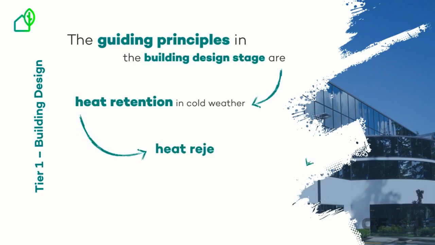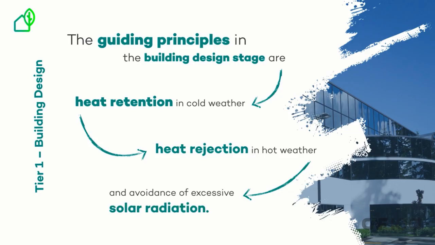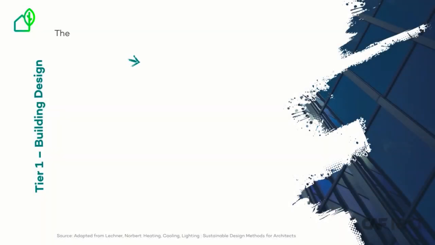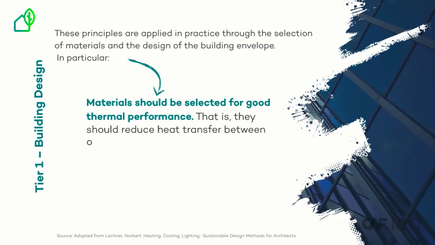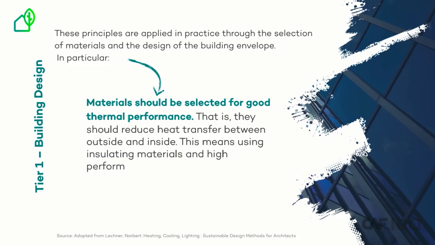The guiding principles in the building design stage are those of heat retention in cold weather, heat rejection in hot weather, and heat avoidance. These principles are applied in practice through selection of materials and design of the building envelope. In particular, materials should be selected for good thermal performance. That is, they should reduce heat transfer between outside and inside. This means using insulating materials and high-performance glass.